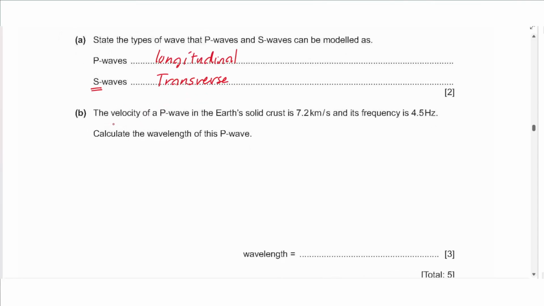Part B says the velocity of a P wave in the Earth's solid crust is 7.2 kilometers per second and its frequency is 4.5 Hertz. Calculate the wavelength of this P wave. So lambda is equal to V over F, the speed divided by the frequency, but we need to change the speed into meters per second, so 7.2 times 10 to the power of 3 divided by 4.5. That gives a value of 1600 meters.